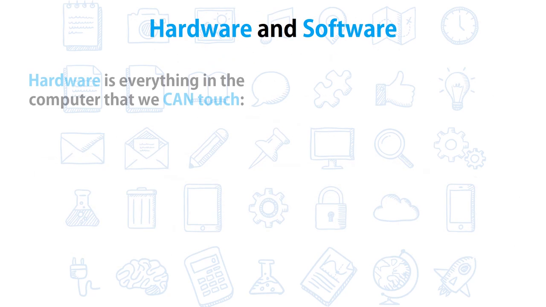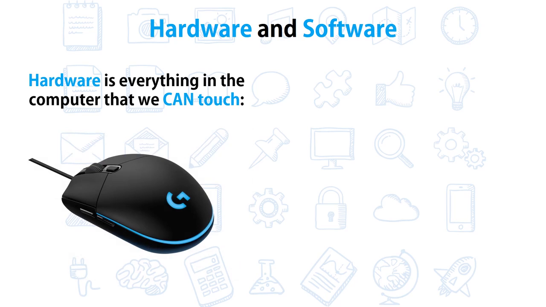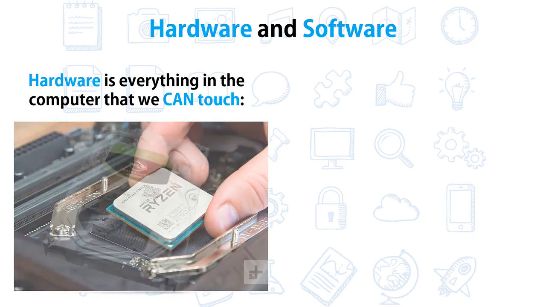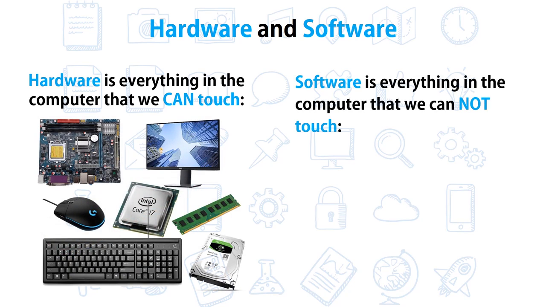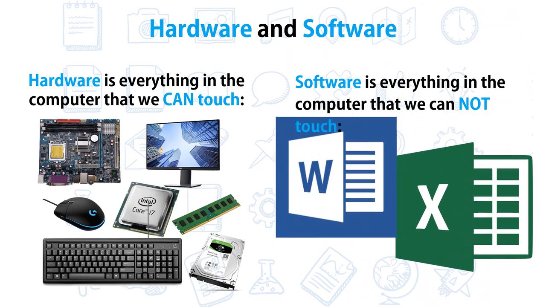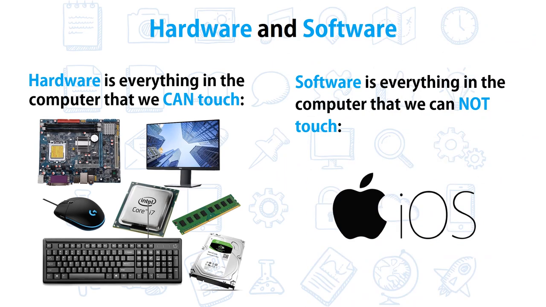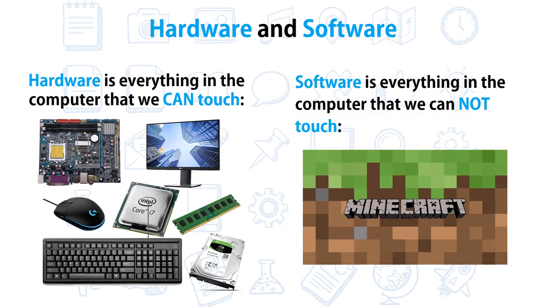Hardware and software. Hardware is everything in the computer that we can touch, like the keyboard, the mouse, the screen, the motherboard, the CPU, the hard disk, the RAM, and others. While software is everything in the computer that we cannot touch, like applications and programs, for example, Windows, Microsoft Word and Excel, Microsoft Paint, iOS, and games like Call of Duty, Fortnite, Minecraft, and others.